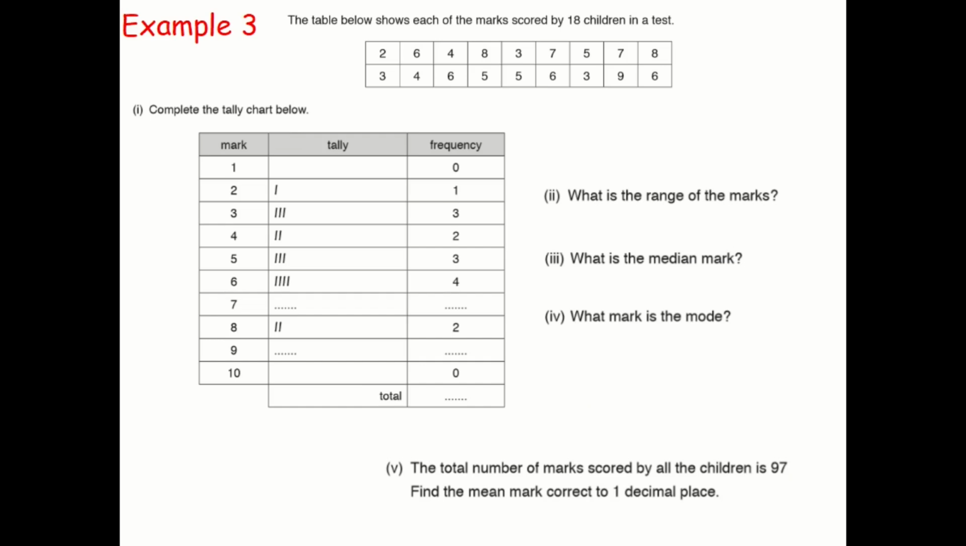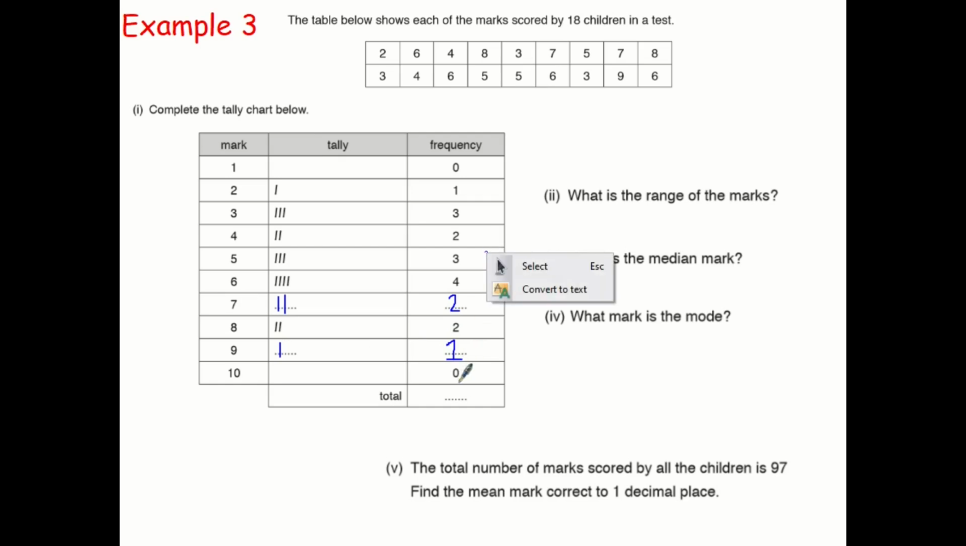So, I've got to fill in where it's got these little dots here. So how many 7s? I know that this is in a table, but it's basically just a string of numbers. So how many 7s have I got? I've got 1 there and 1 there, which means I'm going to do 2 little tallies, and then I'm going to put the number 2 there. And how many 9s have I got? I've got 1 9, which is there, and therefore I'm just going to put the number 1 here.